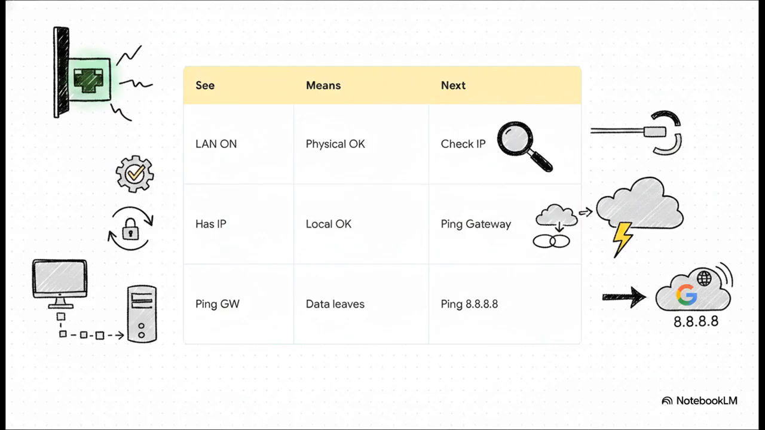Step 2, if you have an IP, great, local communication is possible. Your next move, ping the default gateway. Step 3, if that ping is successful, data is successfully reaching the router. So what's next? You ping a known external IP, something like Google's public DNS at 8.8.8.8. It's all about methodically working your way out.